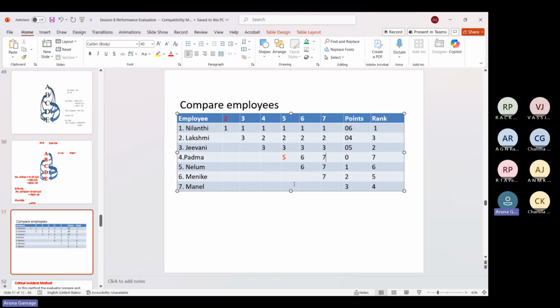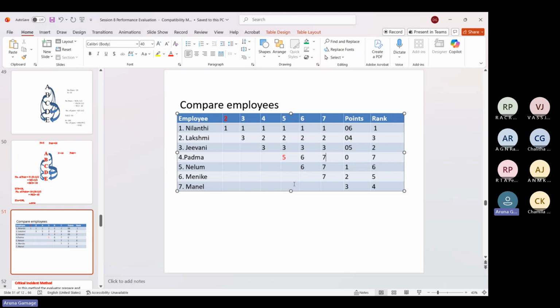Jeevani's label is 3. How many 3s? 1, 2, 3, 4, 5. Padma's label is 4. How many 4s? Not even a single. So 0. Nelum's label is 5. How many 5s? Only 1. Manike's label is 6. How many 6s? 1, 2. Manel's label is 7. How many sevens?